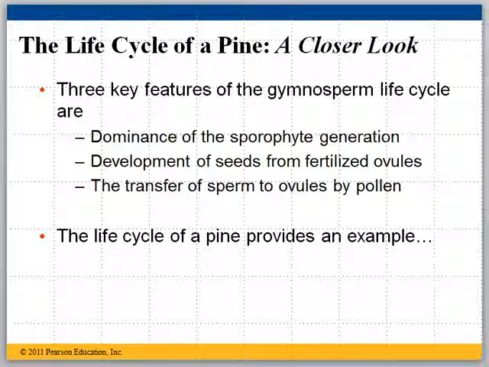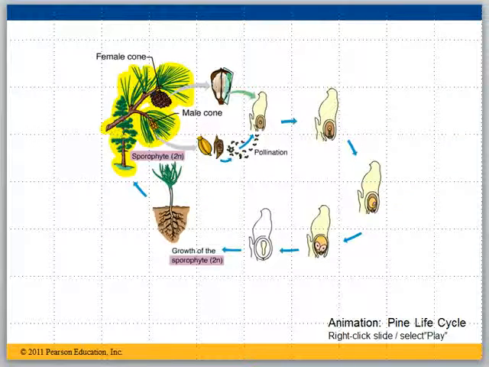So we're going to use the life cycle of a pine as an example of this entire life cycle of a gymnosperm. As usual, your text provides some good short little animation clips, so if you're watching the PowerPoint you can right click on this slide and hit play, and this will give you a basic overview using a pine tree as an example of the gymnosperm life cycle.